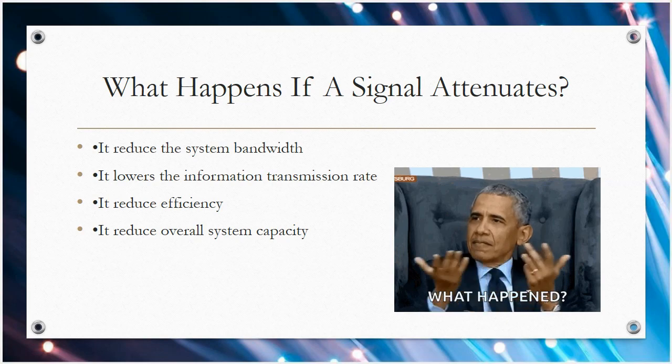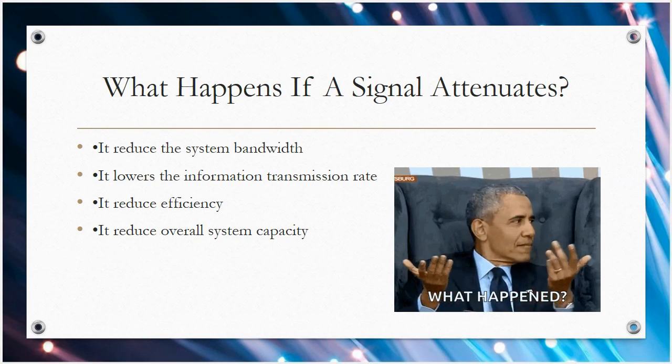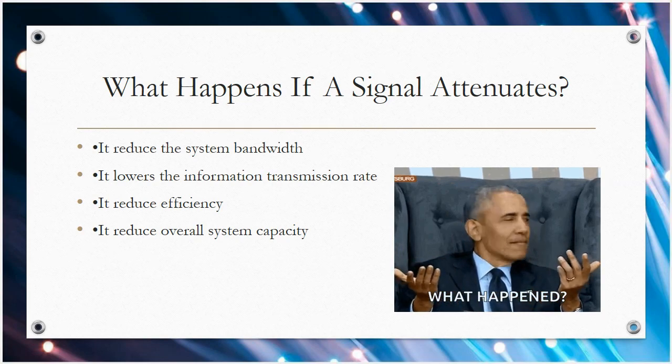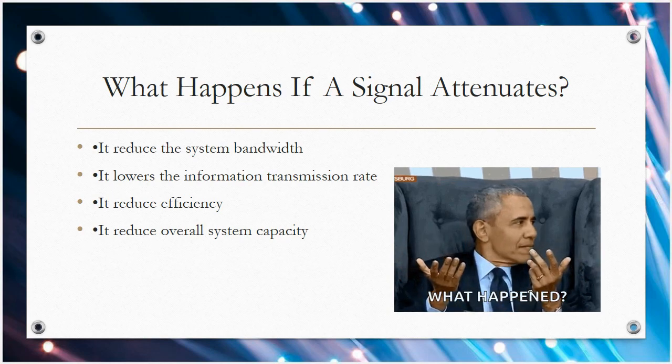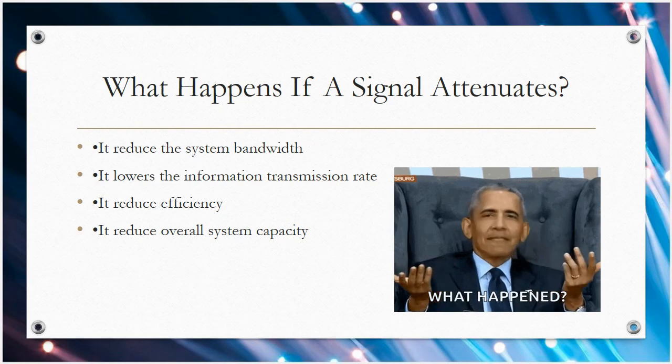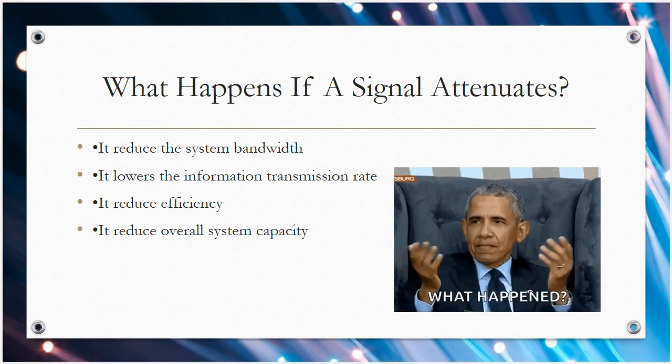What happens if a signal attenuates? Number 1, it reduces the system bandwidth. Number 2, it lowers the information transmission rate. Number 3, it reduces efficiency. Number 4, it reduces overall system capacity.